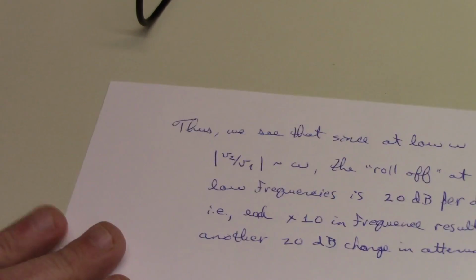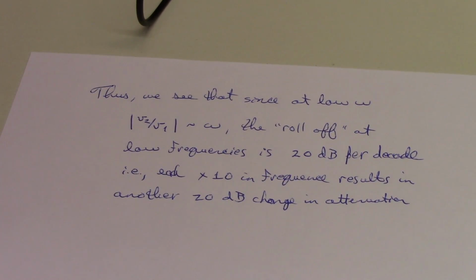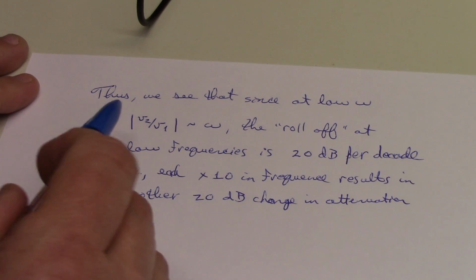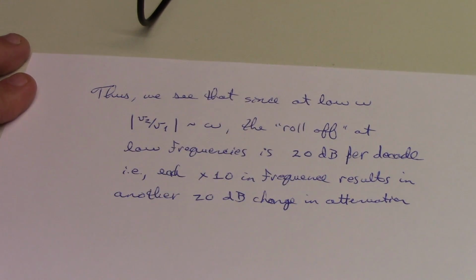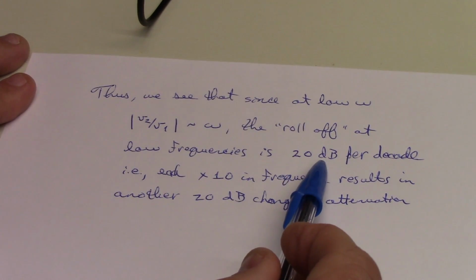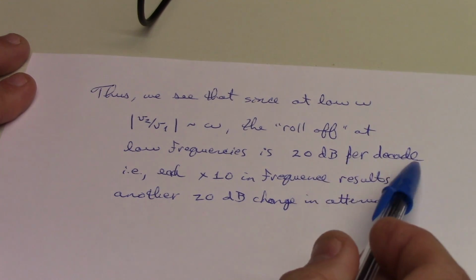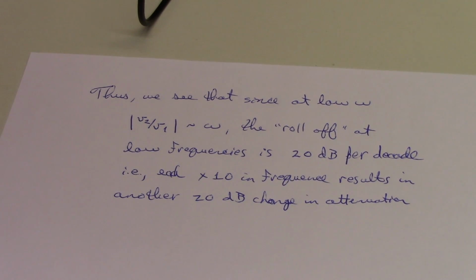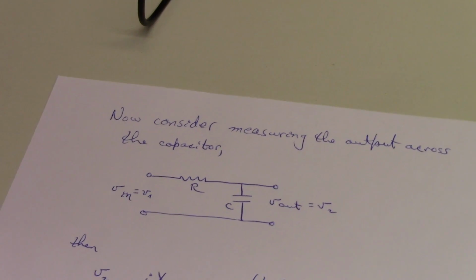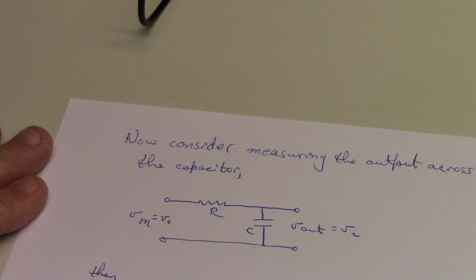Okay, so the upshot of all that is that because at low frequency the gain is proportional to omega, we have a roll-off at low frequencies that is about 20 dB for every power of 10 decrease in the frequency. And the way we say that is that's a 20 dB per decade roll-off. All right, well, let's move on.